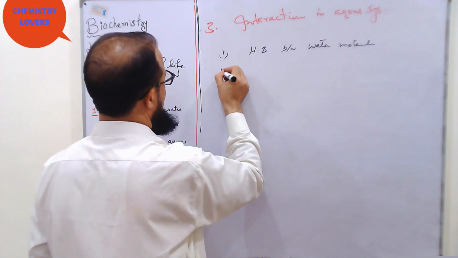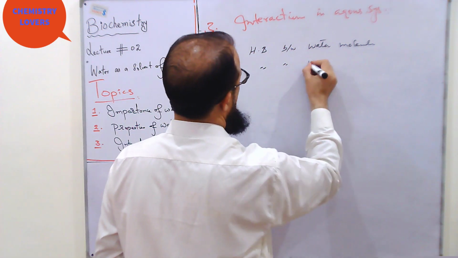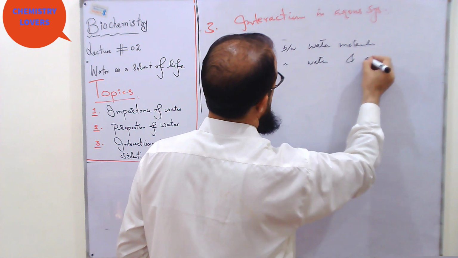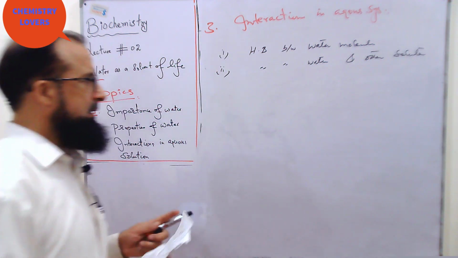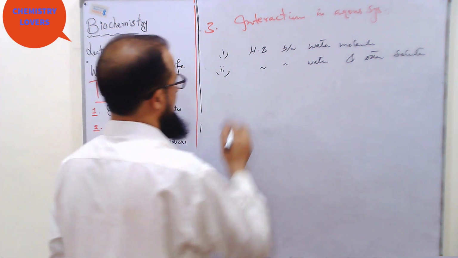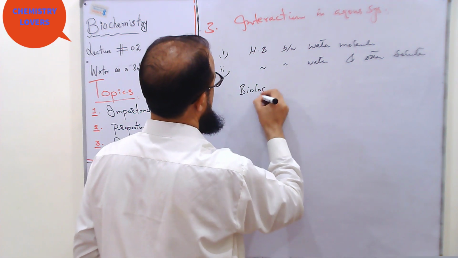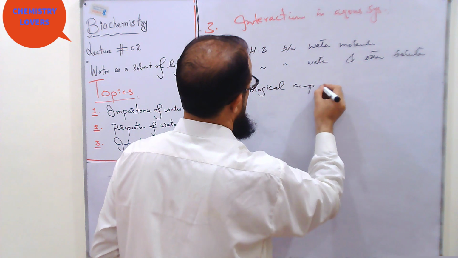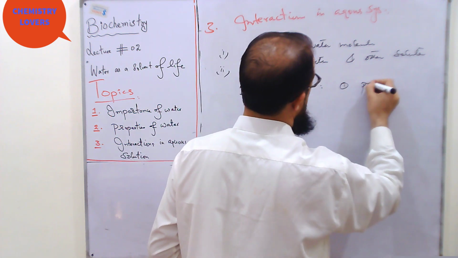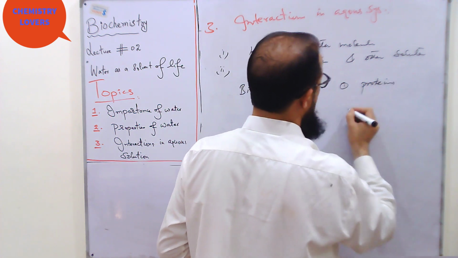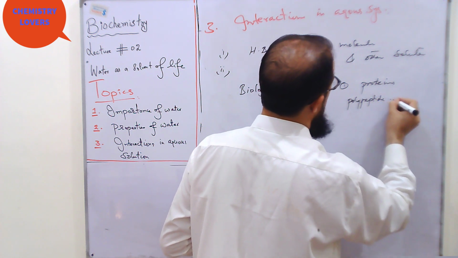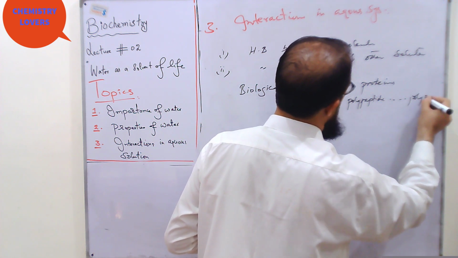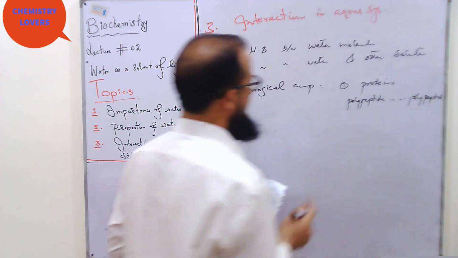Hydrogen bonding between water and other solutes. For example, if we take the example of biological systems, biological compounds, we can explain it. For example, in the case of proteins, the polypeptides are bonded with other polypeptides through hydrogen bonding.